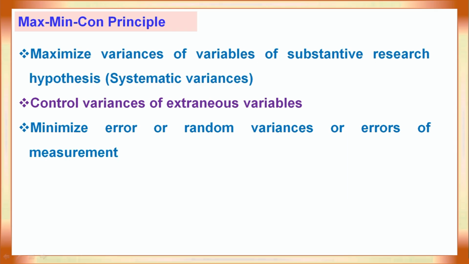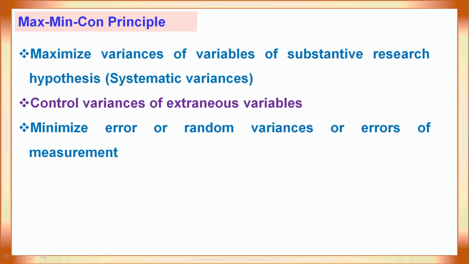Now, in this control of the variances, we have one very important formula, that is popularly known as the max min con principle of controlling variances. When I talk about variance, that means there are three broader types of variance. One is systematic, error variance, and extraneous variance.